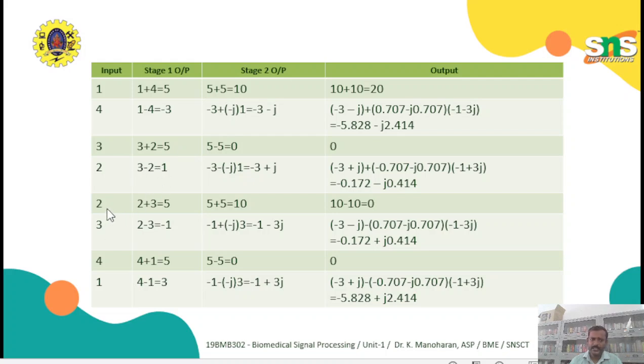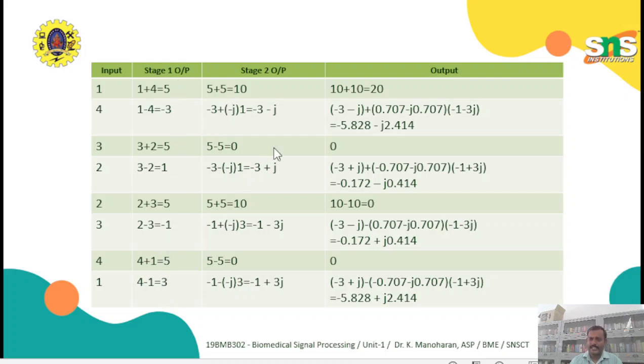Similarly for the third butterfly, we have 2 as one input and the other input is 3. So 3 into 1 will be 3 only. Add the values: 2 plus 3 equals 5, 2 minus 3 equals minus 1. And the last butterfly, we have 4 and the other input is 1. So 1 into 1 will be 1 only. Add the values: 4 plus 1 is 5, 4 minus 1 is 3. This is the first stage output.